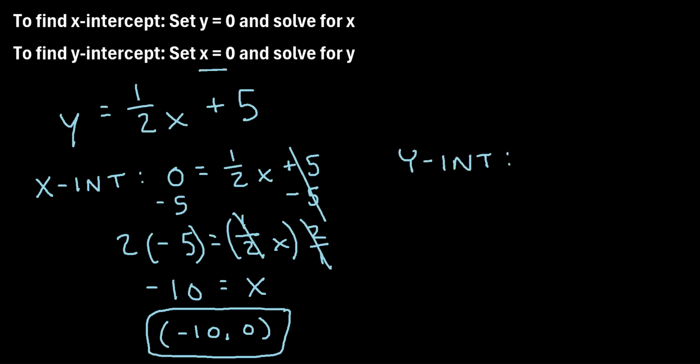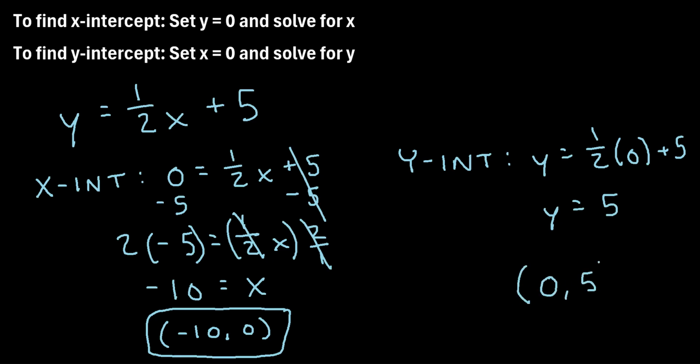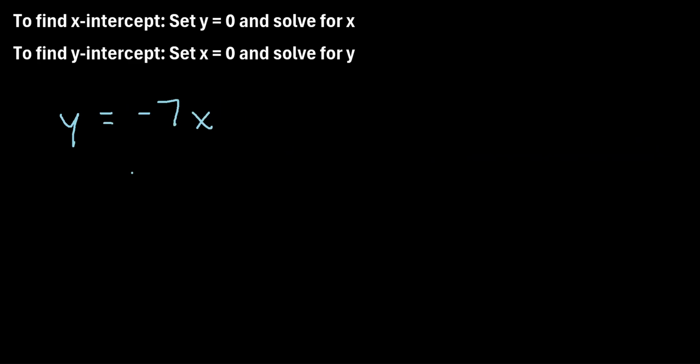Now let's find the y-intercept. To do that, we set x equal to 0 and we solve for y. So we get y is equal to 1/2 times 0 plus 5. So this becomes 0 and we're just left with y is equal to 5. So that's our y-intercept. Or if we wanted to write it as a coordinate pair, we would say when x is 0, y is 5. This is where the line crosses the y-axis. So we found our x-intercept and our y-intercept. All right, let's try one more example.